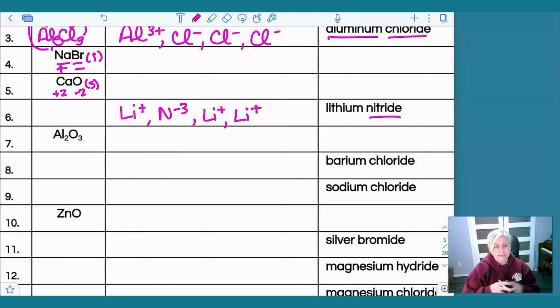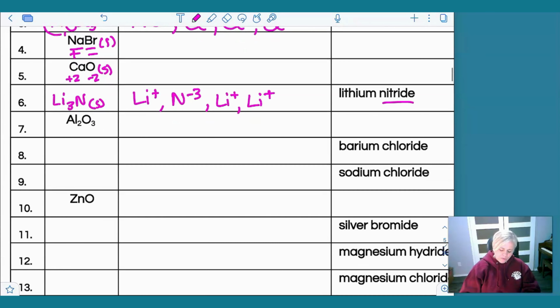Now when naming it, I always start with the positive, the cation symbol, and how many are there? There are 3 present. So it will have a little number subscript 3. And there is only 1 nitrogen, so it will just have no number beside it. And that's it. I could put the state of matter. All ionic compounds are solids at room temperature. Okay, let's try one more, aluminum and oxygen.